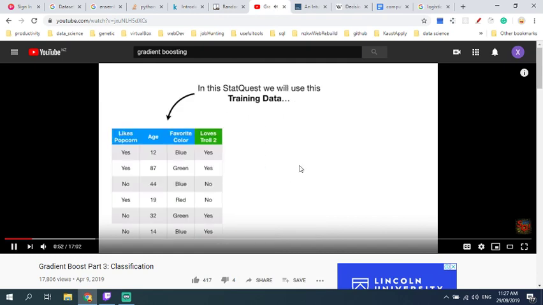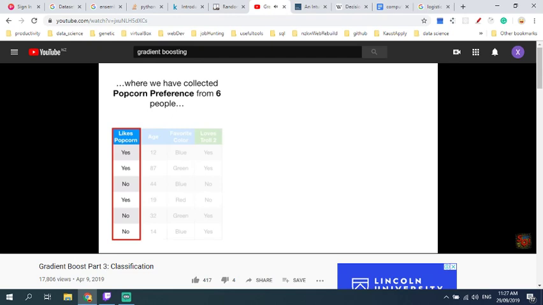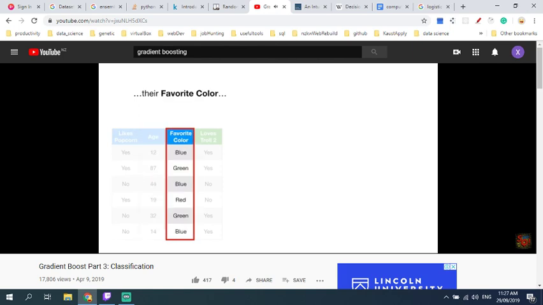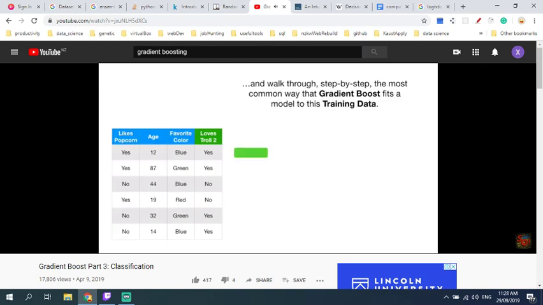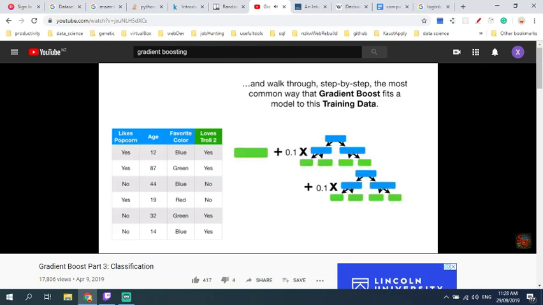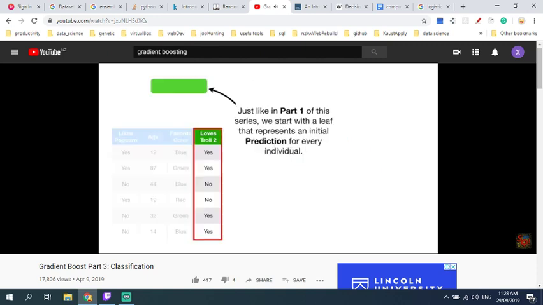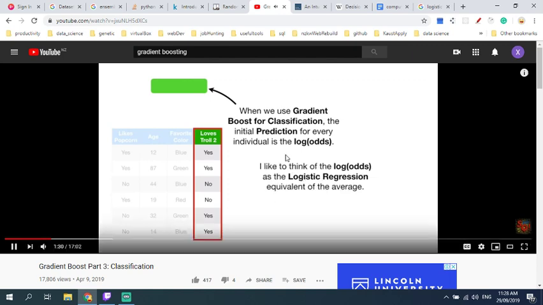In this StatQuest, we will use this training data where we have collected popcorn preference from 6 people, their age, their favorite color, and whether or not they love the movie Troll 2, and walk through step by step the most common way that gradient boost fits a model to this training data. Just like in part 1 of this series, we start with a leaf that represents an initial prediction for every individual. When we use gradient boost for classification, the initial prediction for every individual is the log of the odds. I like to think of the log of the odds as the logistic regression equivalent of the average.